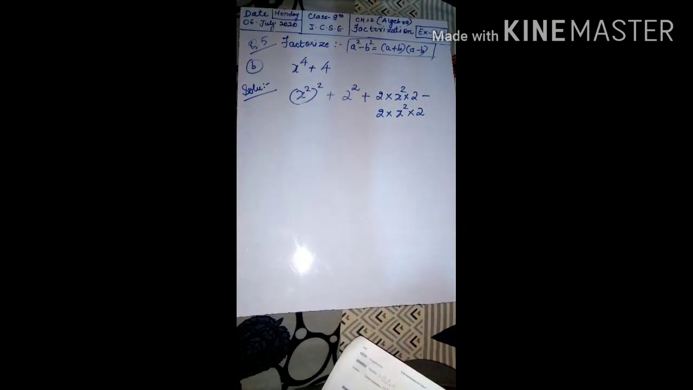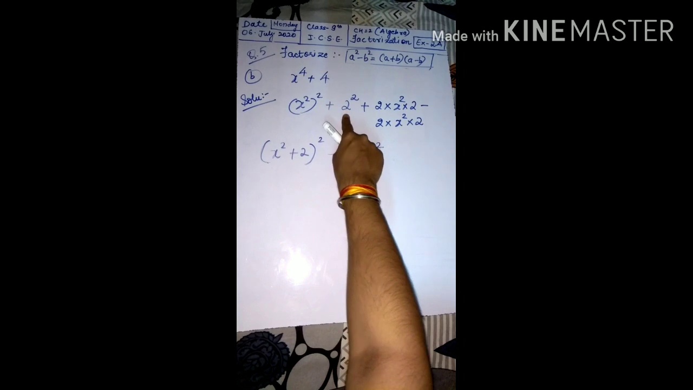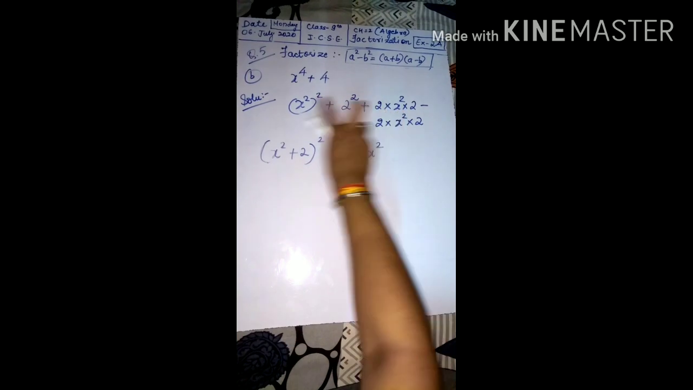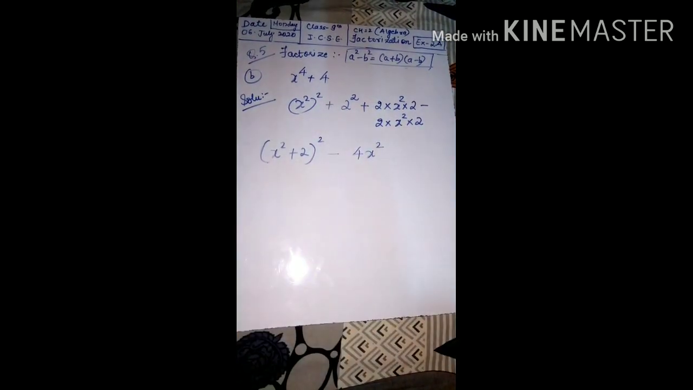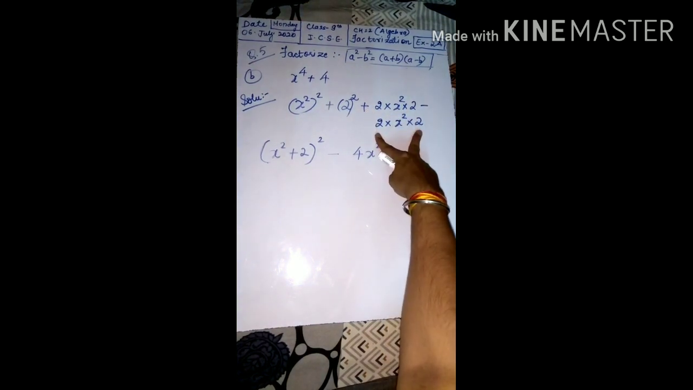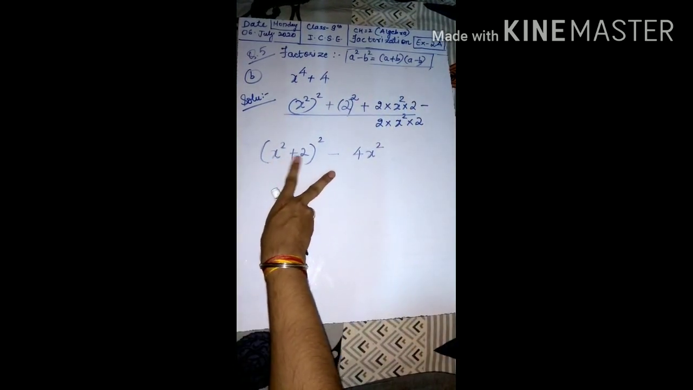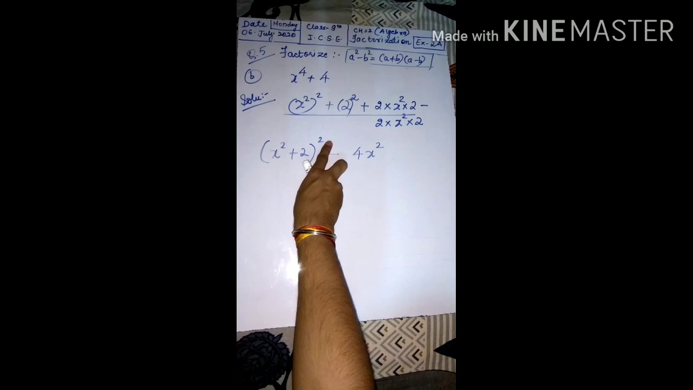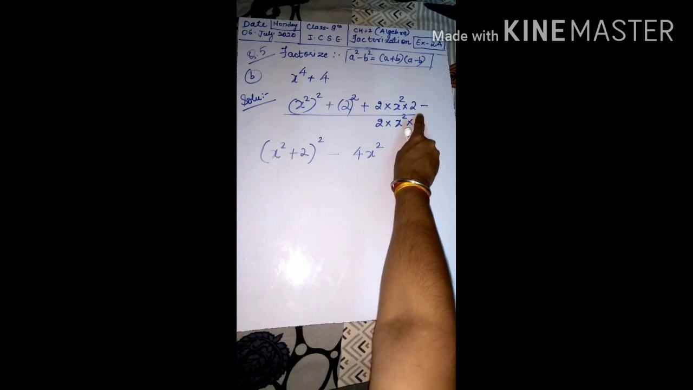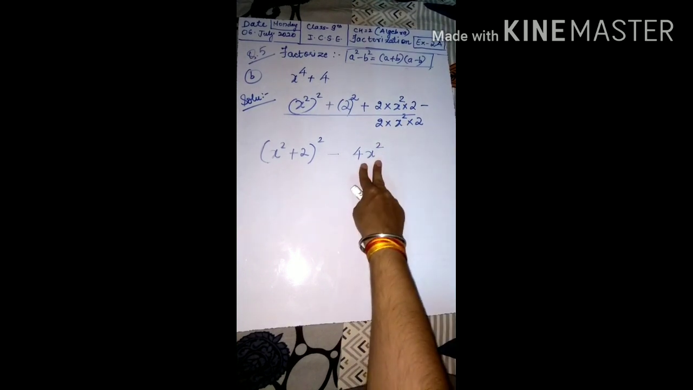So what we have done is x square the whole square plus 4, we can write as 2 square plus 2ab. This is a and this is b. We have added also and we have subtracted also. So this can be written as x square plus 2 the whole square. How? If you open this a plus b the whole square, you will get this full expansion, and minus 2 into 2, 4, and x square is here x square.